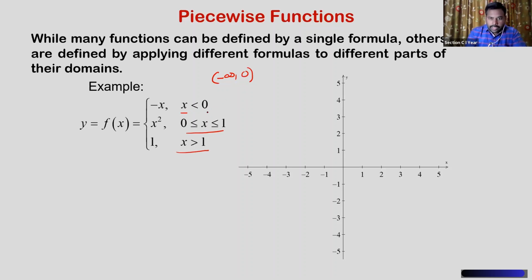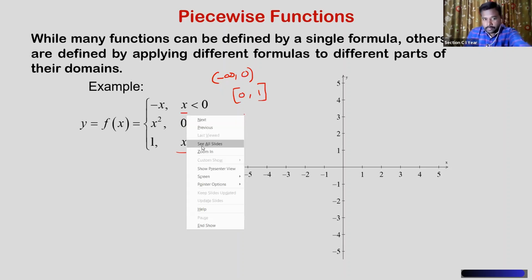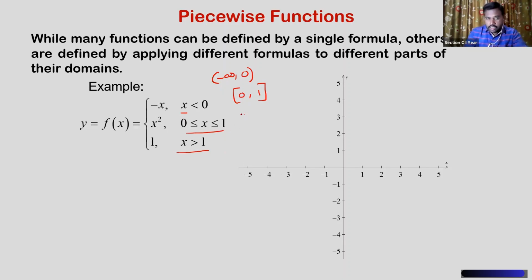Then see, if you look at the second one here, it is from 0 to 1, right? Look at this interval, 0 and 1, both are included in this. That's how you can take this as a closed interval 0 to 1. And in the third one, there is no equality for 1 here, correct? So you will take open 1 to infinity.